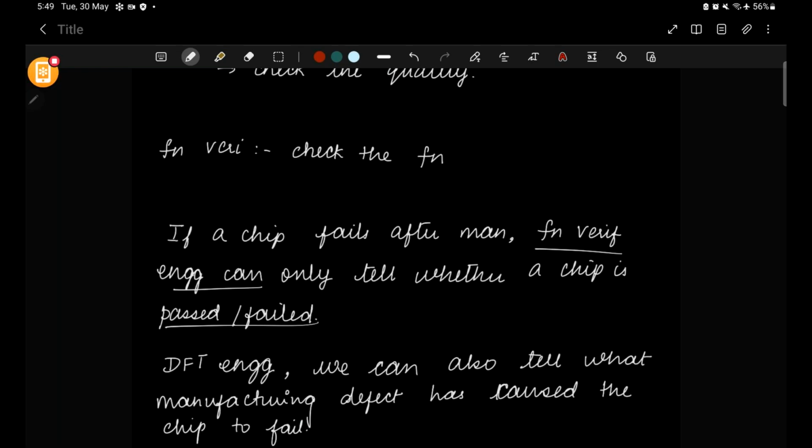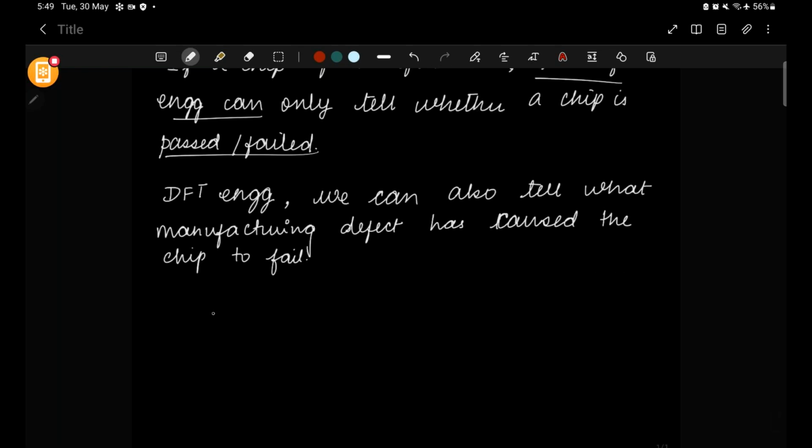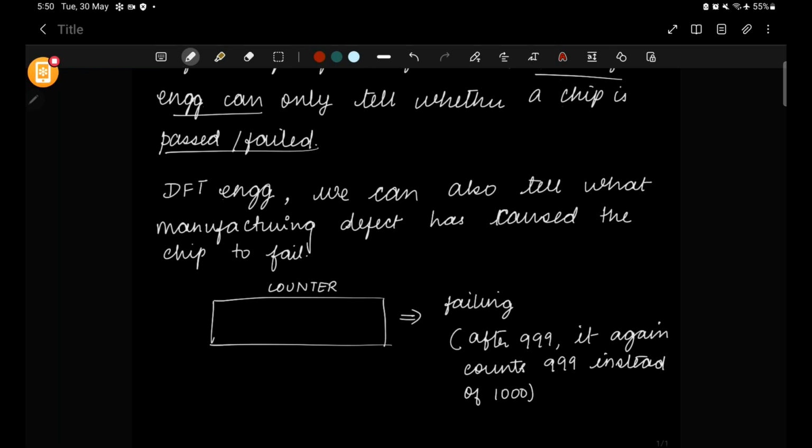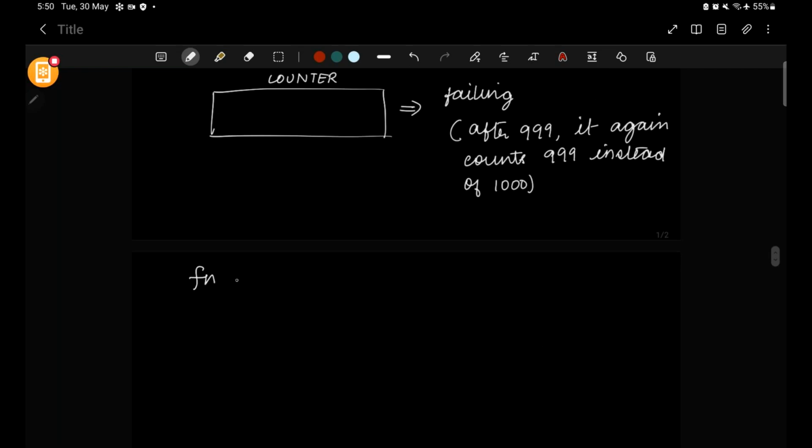Consider one example, a counter. Just assume that it is failing: after 999, it again counts 999 instead of 1000. A functional verification engineer can only tell that the counter has failed.